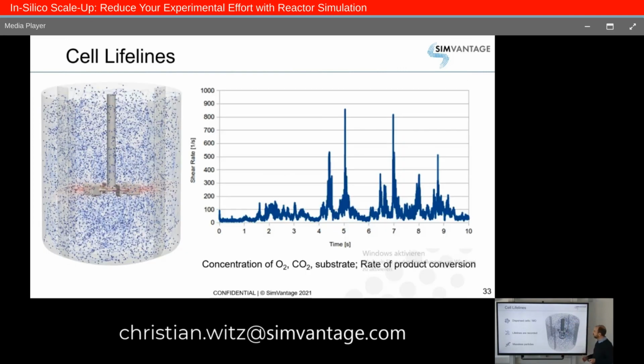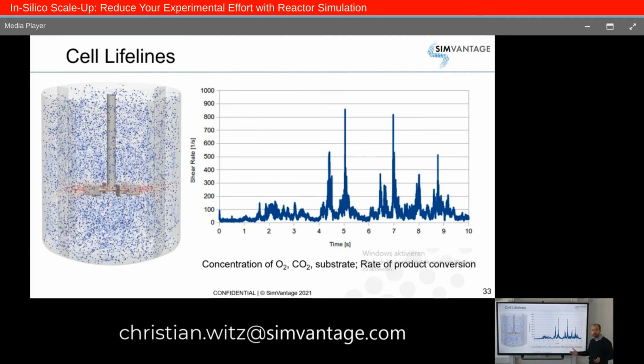An example of this lifeline for the shear can be shown here over time. It's a diagram over time, and if you look at these spikes in the shear rate, you see that these are the points in time where the cells are close to the stirrer in a high shear zone. You can also then define thresholds above which the cell is marked as dead, for example. And you can do the same diagrams for oxygen, dissolved CO2, substrate concentration, or the rate of product conversion if you have a biological model.